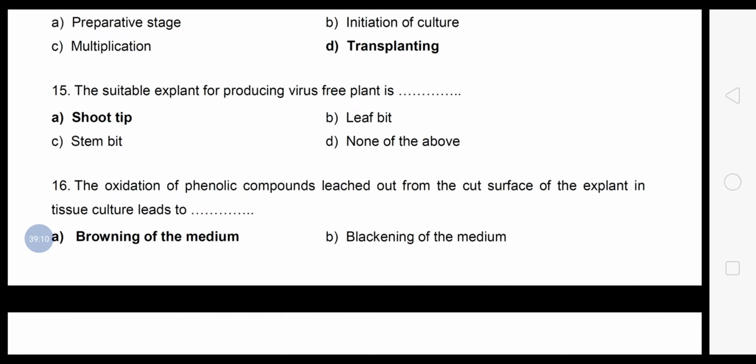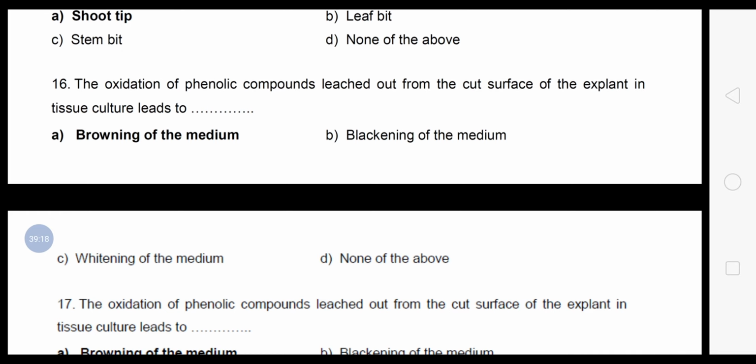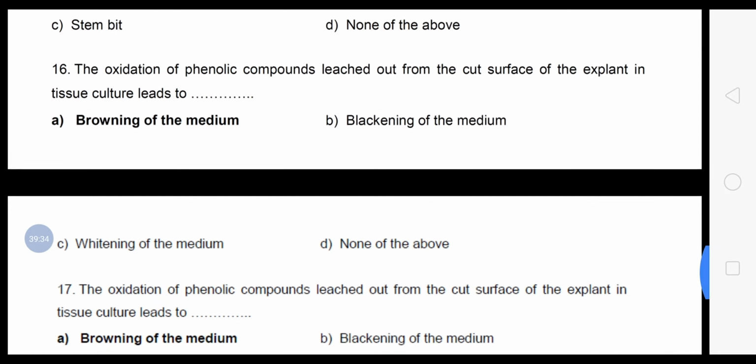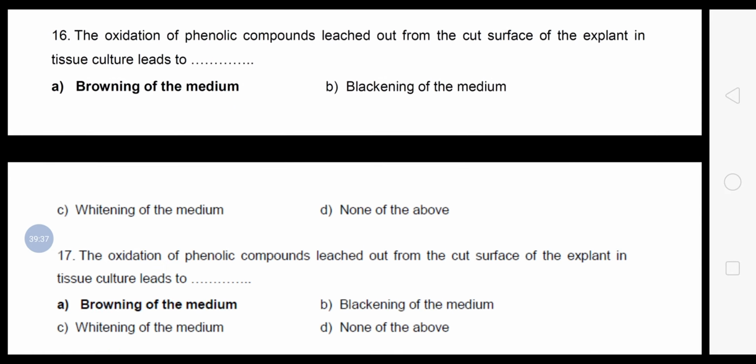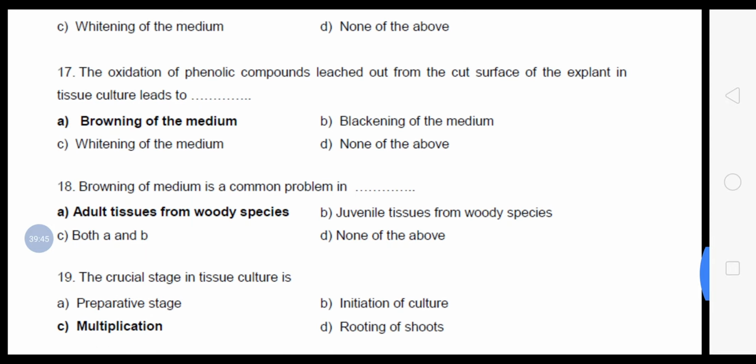The oxidation of phenolic compounds leached out from the cut surface of explant in tissue culture leads to browning of the medium. Here you need to remember the oxidation of phenolic compounds leached out from the cut surface of the explant in tissue culture leads to browning of the medium. You must have seen when we cut an apple it turns brown, or whenever we cut a banana, we get the brownish or dull appearance of the fruit. That is because of the leaching out of phenolic compounds.